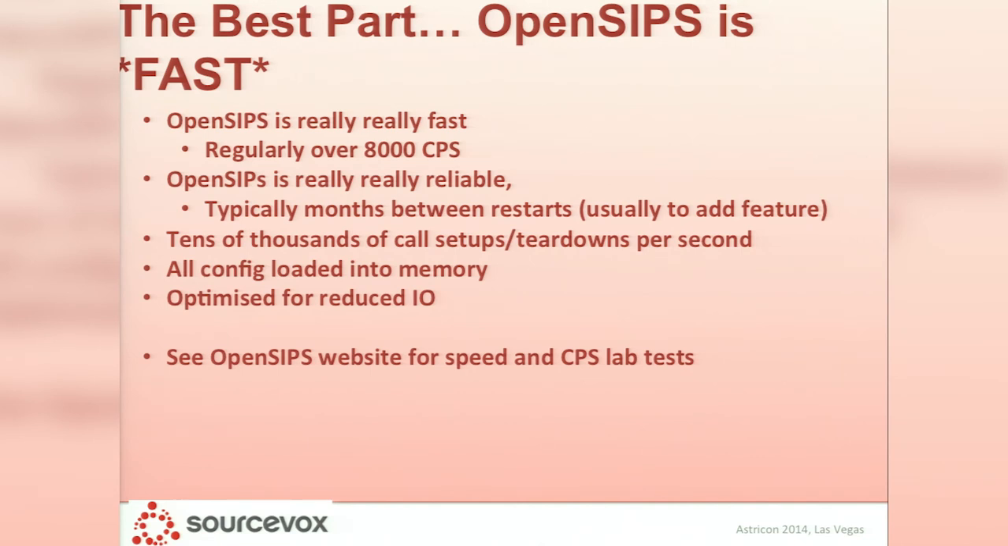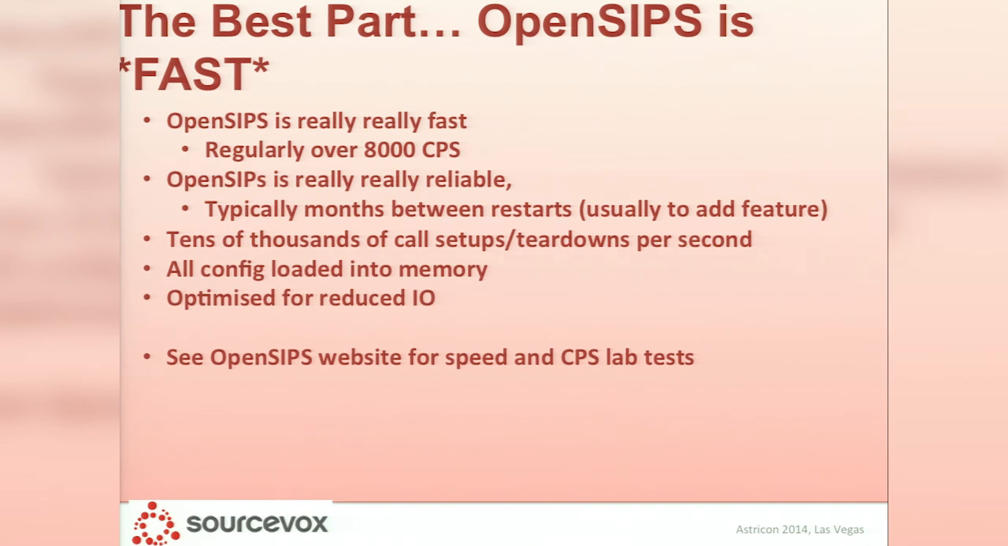In the installation that I run, it regularly hits over 8,000 call setups per second, happens at least once a week, and it just doesn't bother OpenSIPS, it just deals with it. In the new version that they've just released, 1.11, they made some changes to the core, I believe, and their official testing rates OpenSIPS at 50,000 call setups per second, at 50% CPU utilization. So it can handle some serious volumes.